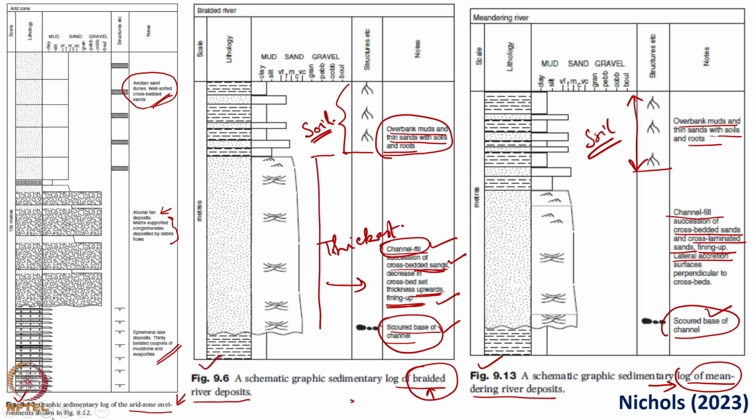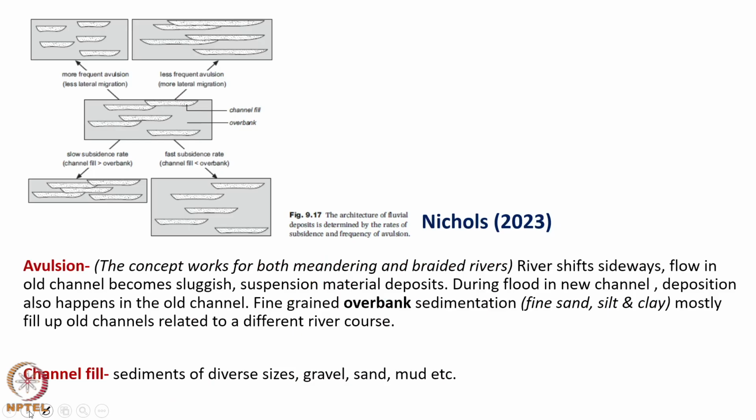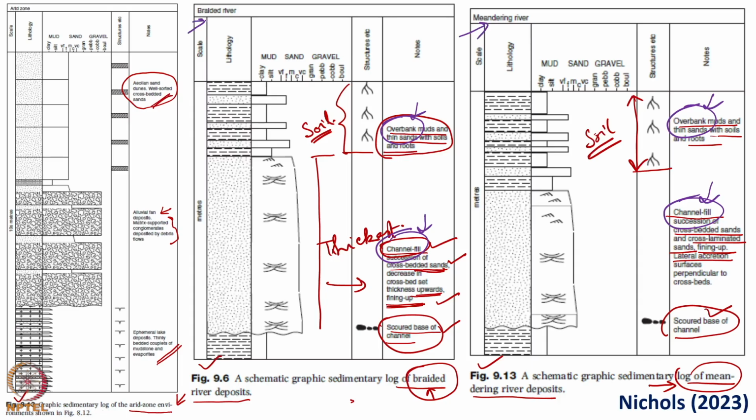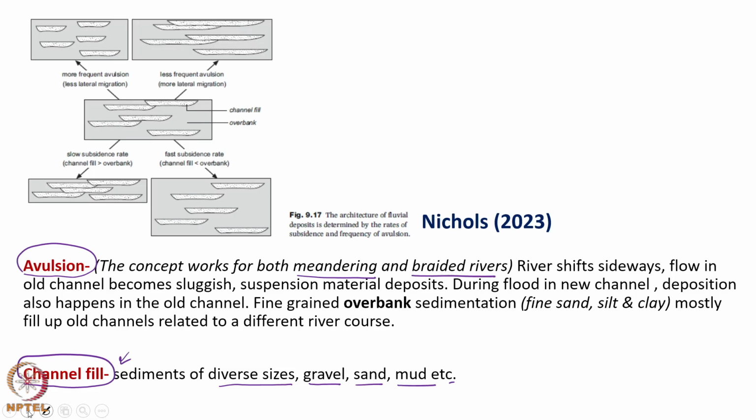We have seen here two words, channel fill and overbank deposits. We will see them in another context. In the channel fill deposits, sediments have diverse sizes such as gravel, sand, mud, etc. We will now understand the concept of avulsion. This concept works for both the meandering and the braided rivers. So, for the successions of the braided rivers and meandering rivers, this concept becomes important.